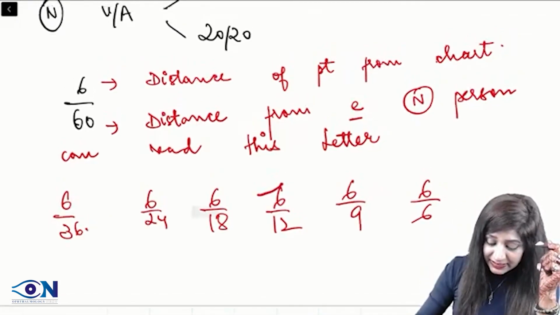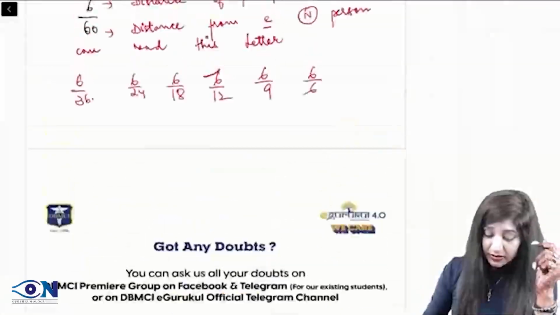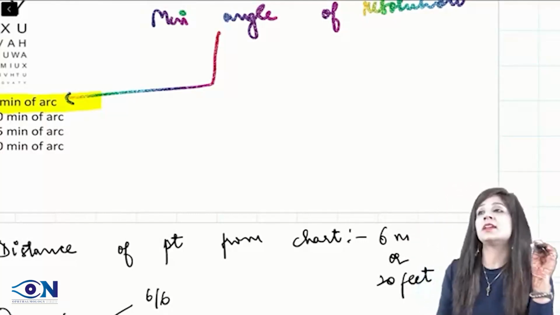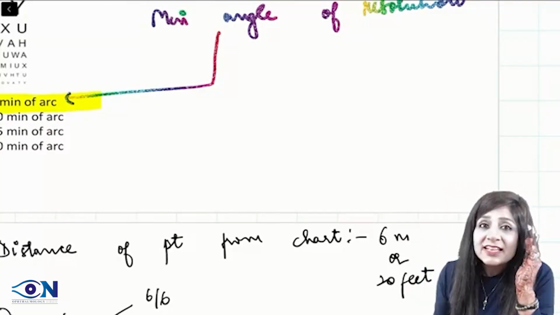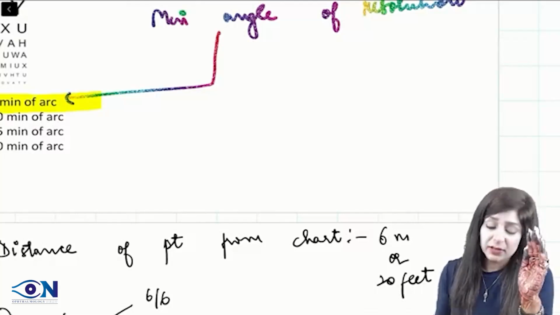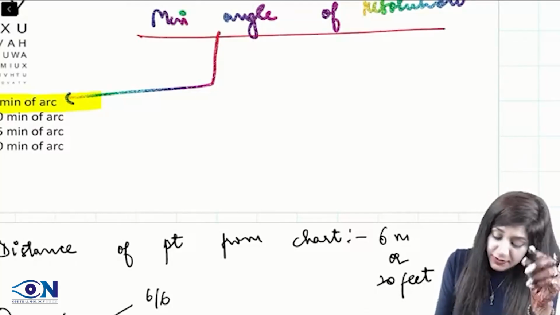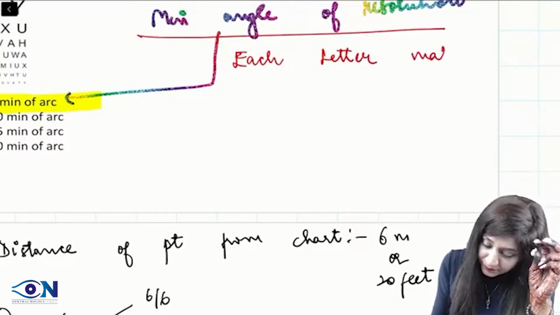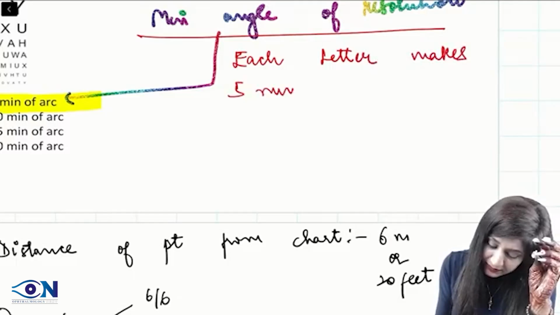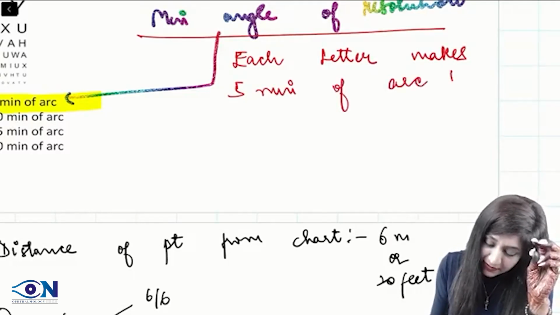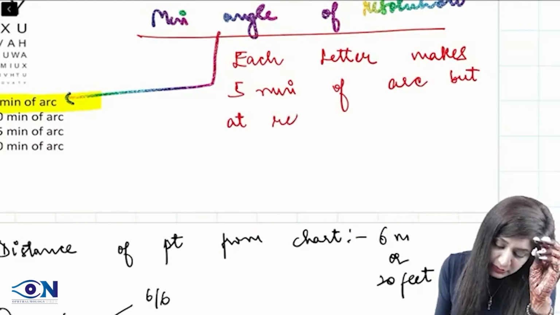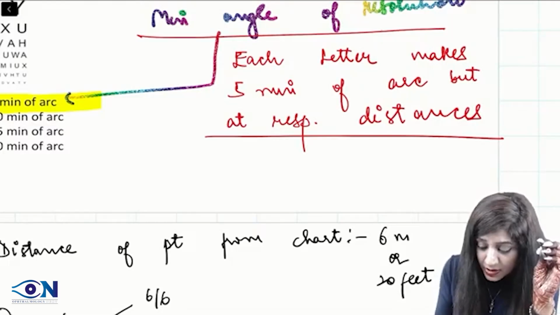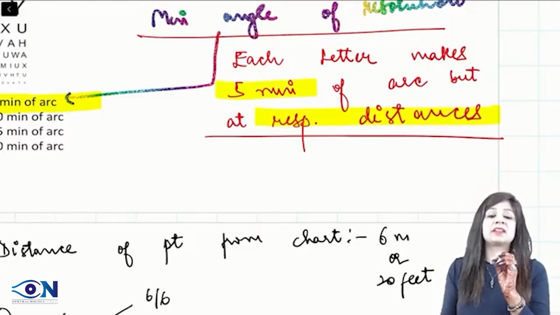Now, the thing is that each letter is actually visible to the patient. Each letter the patient is able to see, the normal person is able to see. That means each letter is making some minimum angle. So that is your 5 minutes of the arc. You have to remember that each letter makes the 5 minutes of the arc. That is the minimum angle, but at the respective distances. So that is very, very important, at the respective distances. So 5 minutes are made at the respective distances.